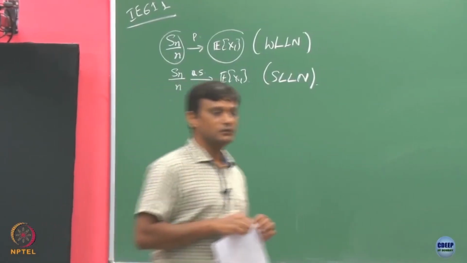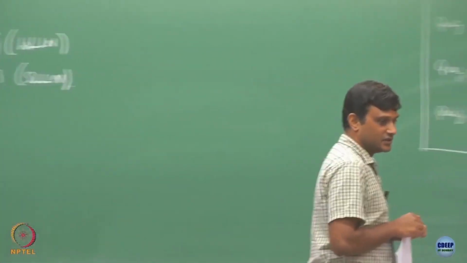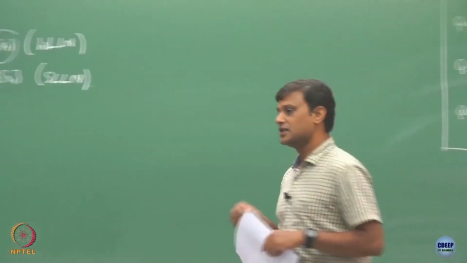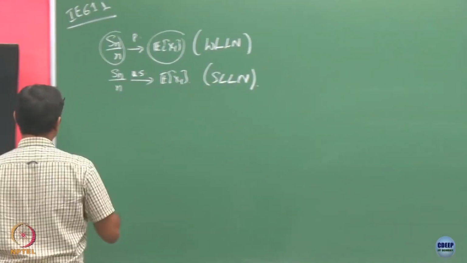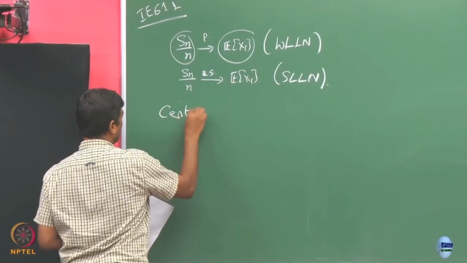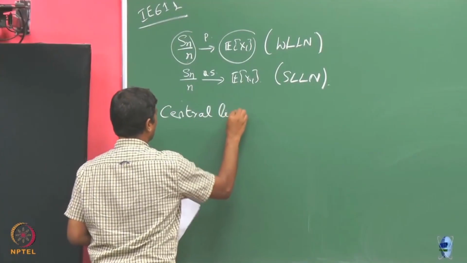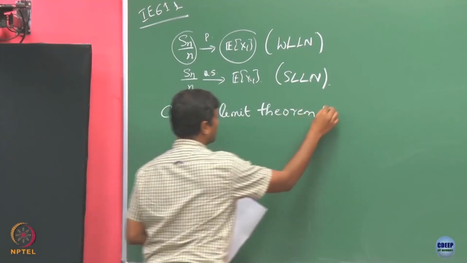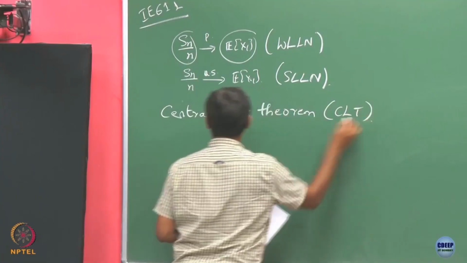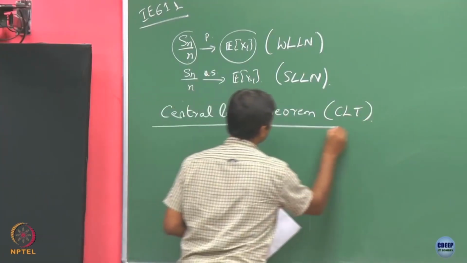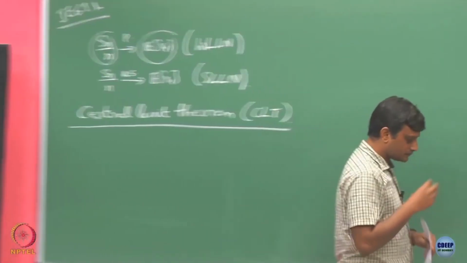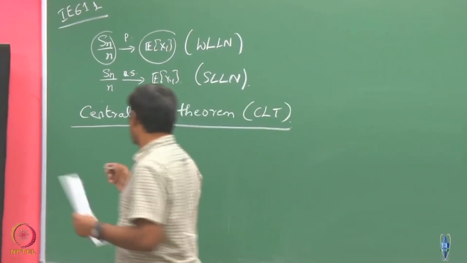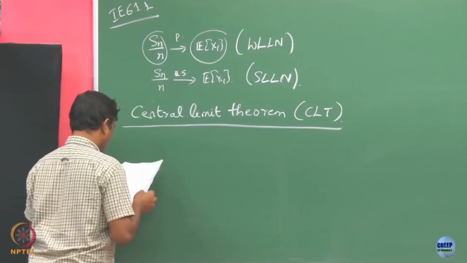Today we are going to see one more important result on the convergence of sums of random variables, called the central limit theorem. Okay, first let me write this result and then we will discuss.